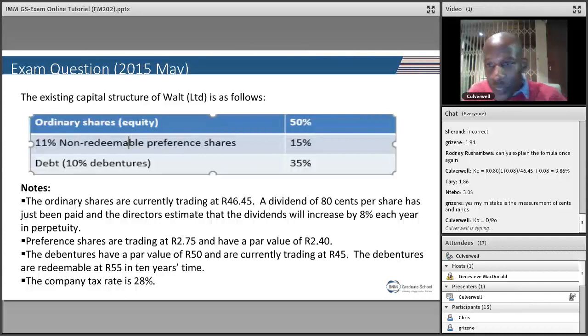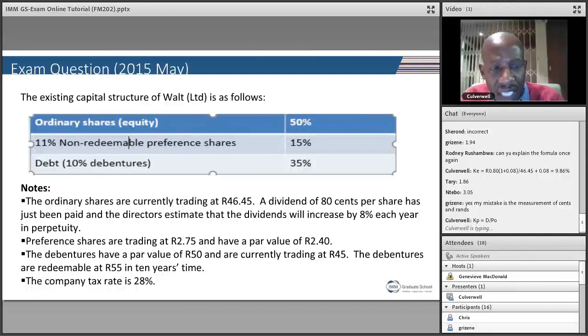D over P0. So if you look at this question that we have, what is our D? It is our dividend. But the dividend, we are not referring to the percentage, but rather we're referring to the amount. So our percentage of dividends, they are 11%. So you're going to say 11% multiplied by the dividend, the par value.